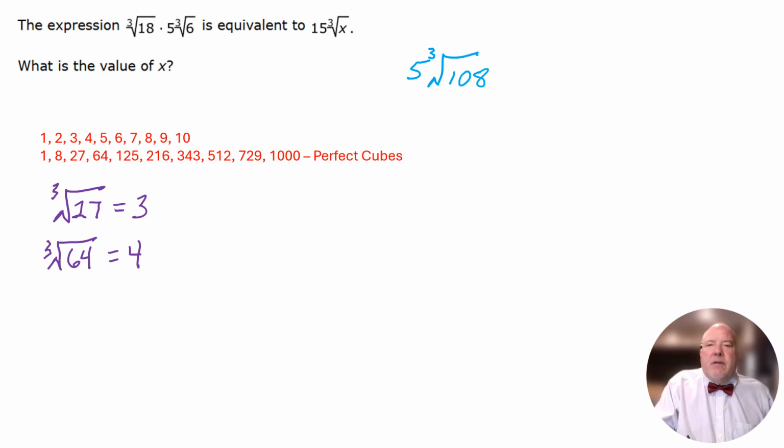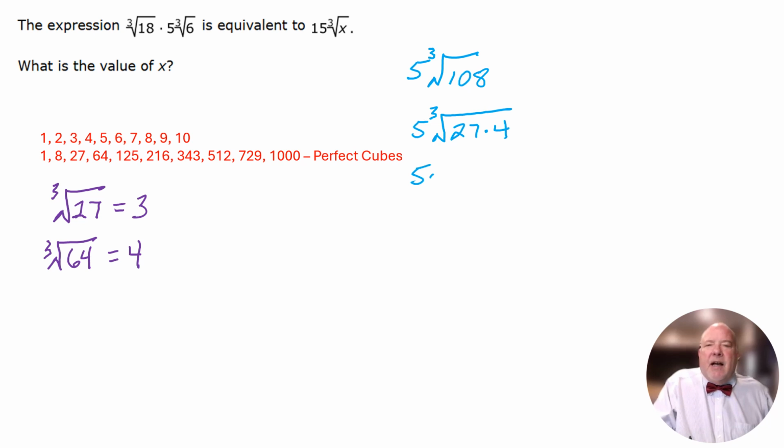So what I'm going to do is break this up. So I have the 5, and then for the cube root, I'm going to break this up into 27 times 4. Again, I was trying to factor this, break it into two numbers where one of them would be a perfect cube, and I found 27 is a perfect cube. So now I can go ahead and take the cube root of 27. What number times itself 3 times is 27? That would be 3. 3 times 3 times 3 is 27. So the cube root of 27 is 3, so I can bring that out in front of the radical.